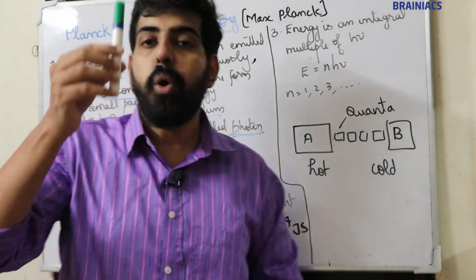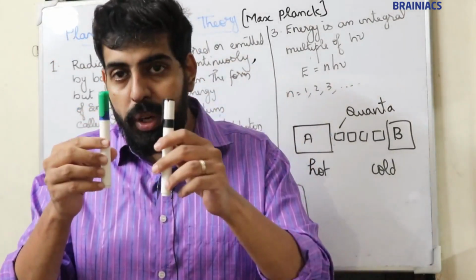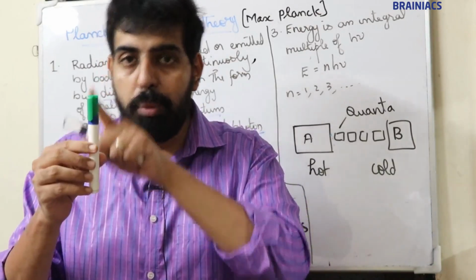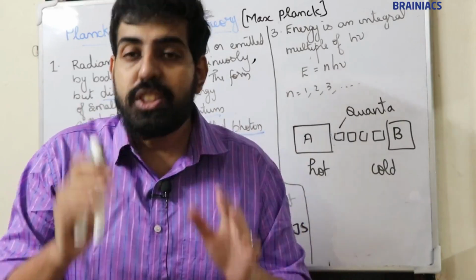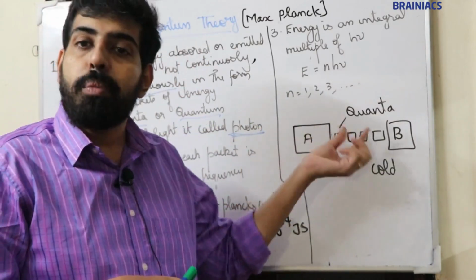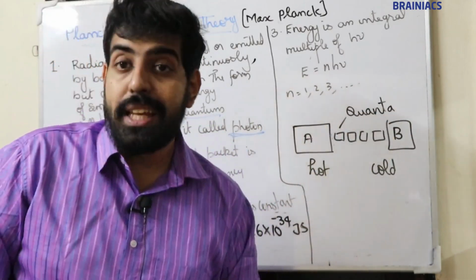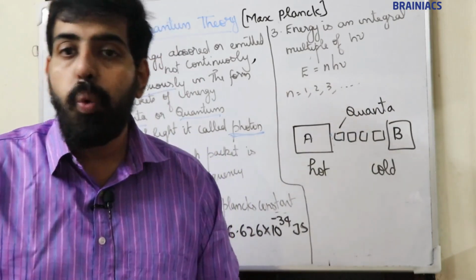So when you place a hot body near a cold body, energy is transferred from the hot body to the cold body, and that energy is not transferred continuously. It is transferred discontinuously in the form of small packets of energy. These energy packets are known as quanta or quantum.